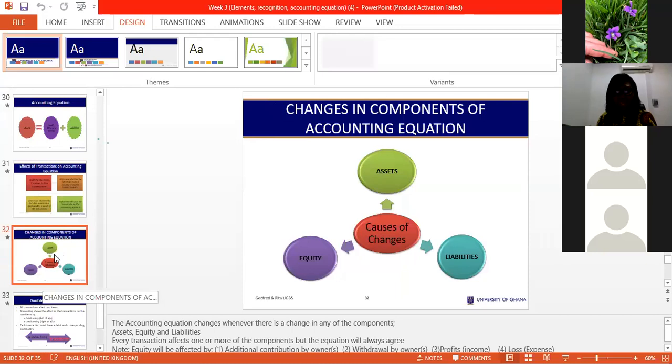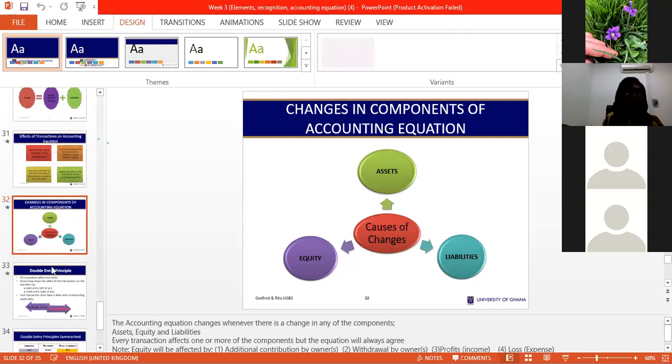Let us note that basically, anytime there is a transaction, it will cause a change to these three items. It could be asset, it could be liability, it could be equity. Every transaction affects one or more of these components. And so you would have to figure out which one it affects, okay, and by how much. So if you look at the note, equity will be affected by additional contribution by owners, withdrawal by owners. If there is profit, that will go to equity. If there is a loss, it goes to expense.